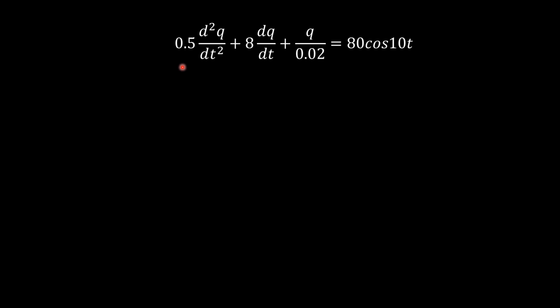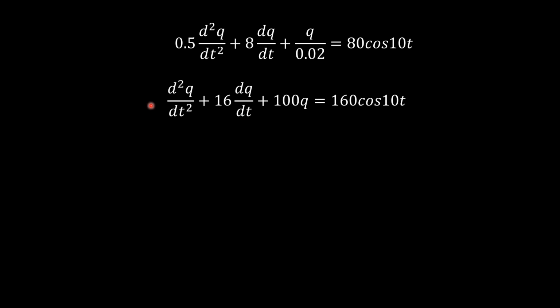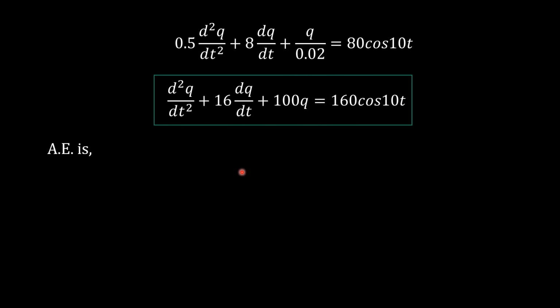Now divide throughout by 0.5, that is, multiply throughout by 2. So the expression becomes d square q upon dt square plus 16 dq upon dt plus 100q equal to 160 into cos of 10t. This is the required linear differential equation with constant coefficients for the given electrical circuit. Now we want to solve this differential equation. Its auxiliary equation, which we write in operator form, is d square plus 16d plus 100 equal to 0.